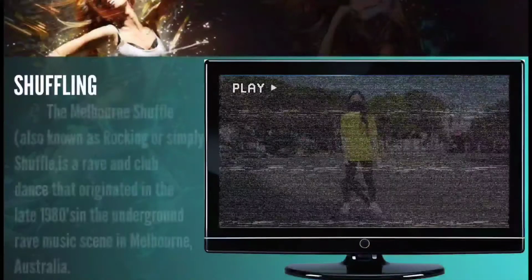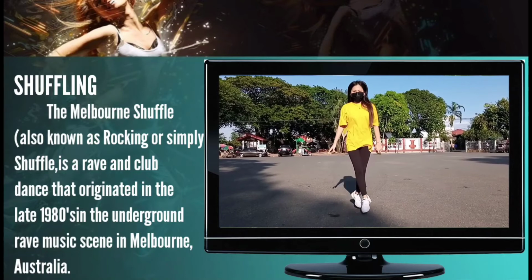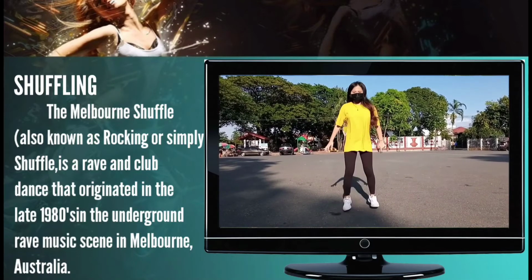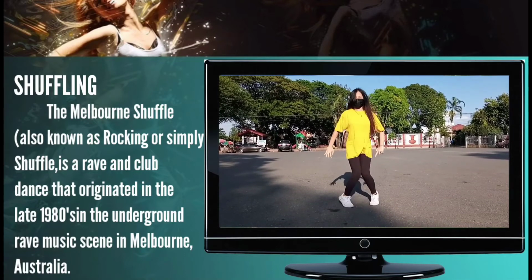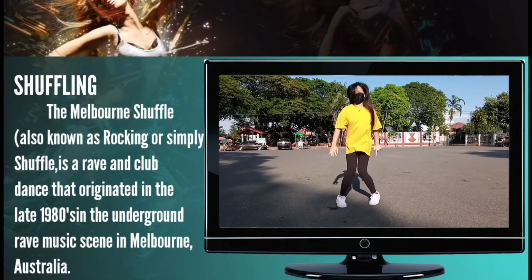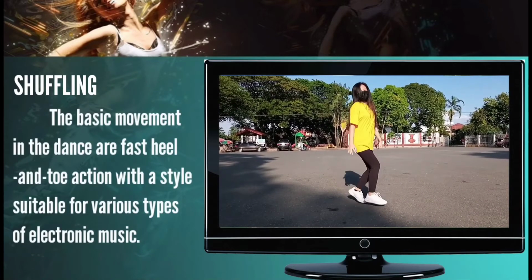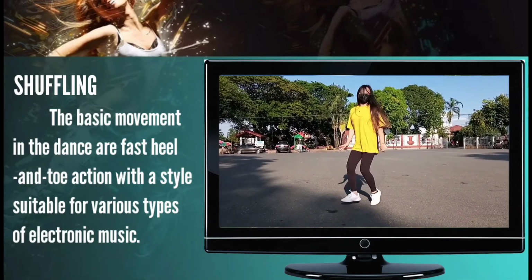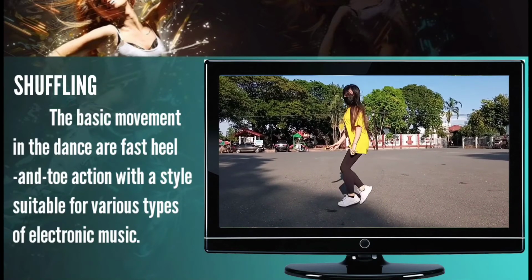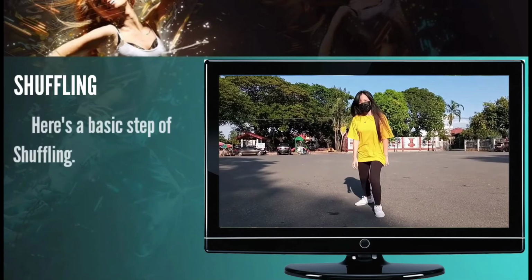Shuffling. The Melbourne Shuffle, also known as rocking or simply the shuffle, is a rave and club dance that originated in the late 1980s in the underground rave music scene in Melbourne, Australia. The basic movements in the dance are a fast heel and toe action with a style suitable for various types of electronic music. Here's a basic step of shuffling.